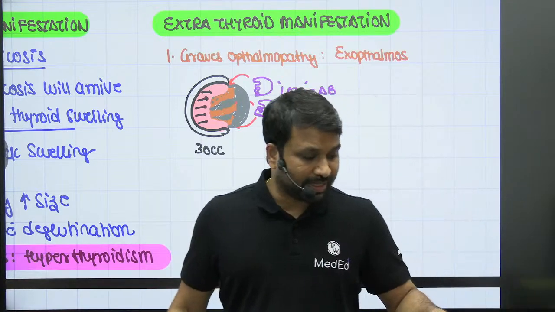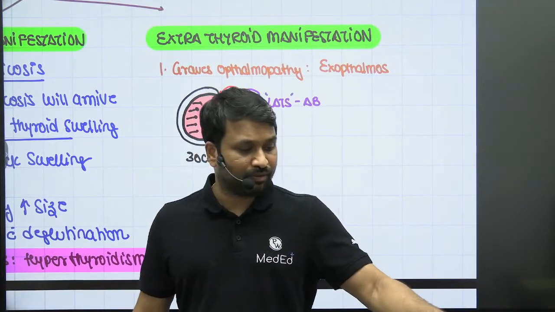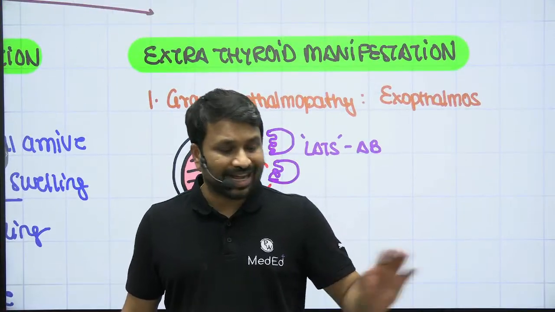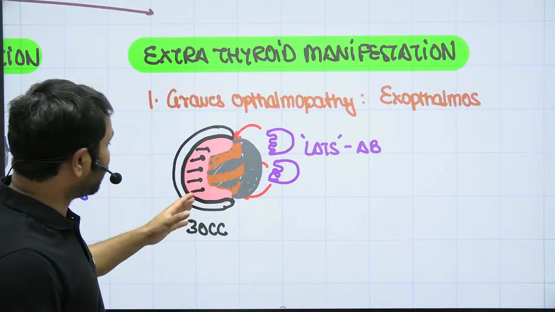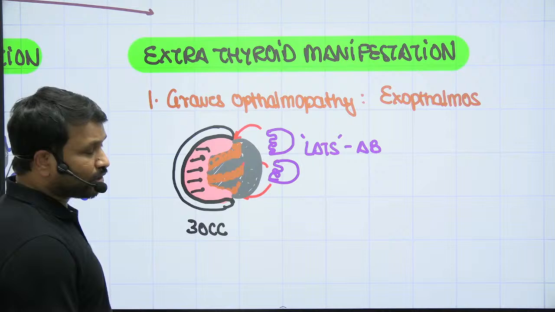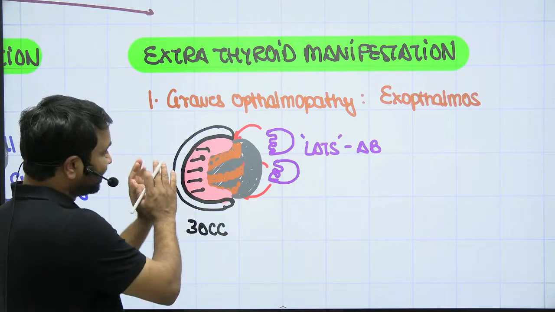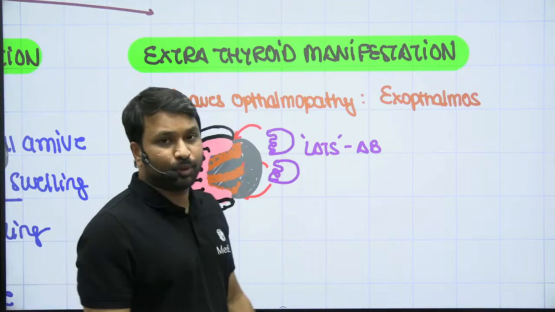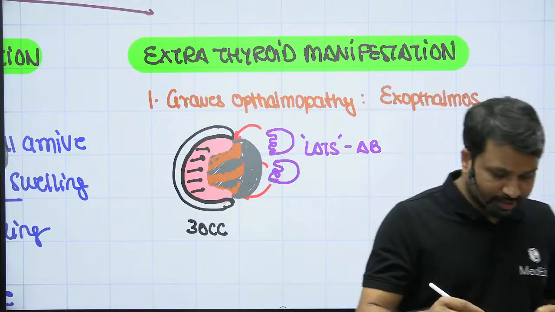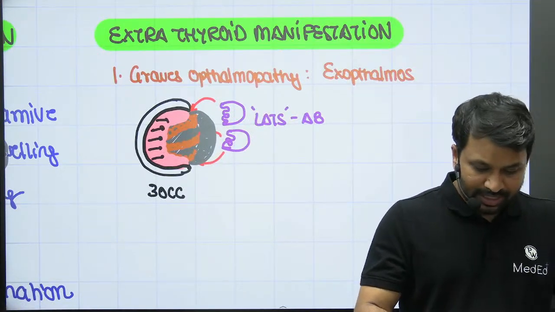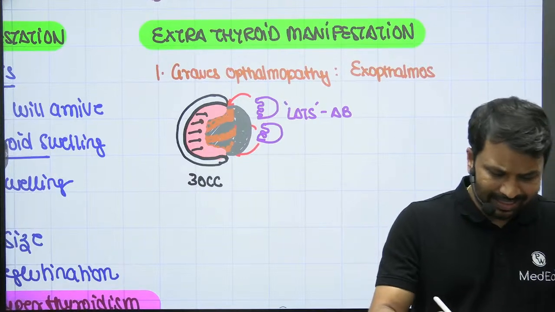So I'll repeat again, Graves' ophthalmopathy, where you have a patient who is having exophthalmos. That exophthalmos is because these antibodies get misdirected and go attack the ocular muscles. When they attack the ocular muscles, they cause retroorbital edema, and that retroorbital edema will push the eyeball, and pushing of the eyeball will result in exophthalmos. So these antibodies basically attack the ocular muscles.